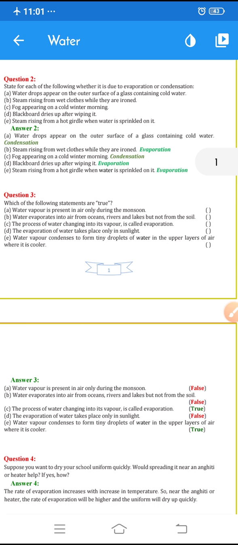Next one, a blackboard dries up after wiping it. See, there is a blackboard with something written on it. If you wipe it with a wet cloth, it dries up immediately. So this is due to the evaporation process, the water droplets get evaporated.